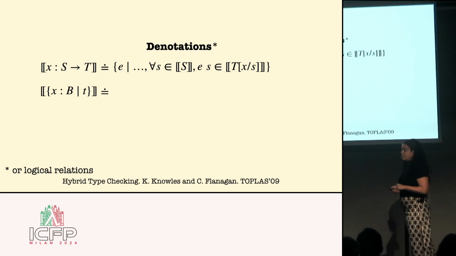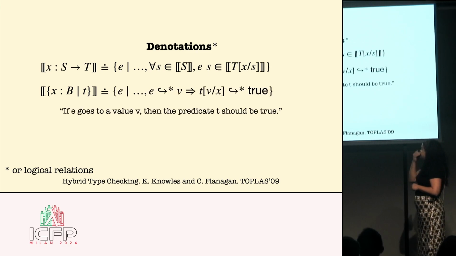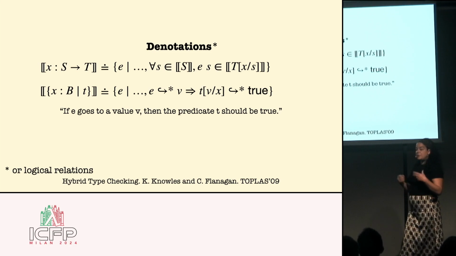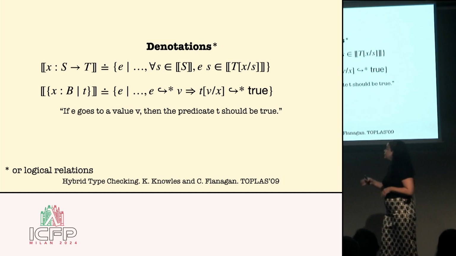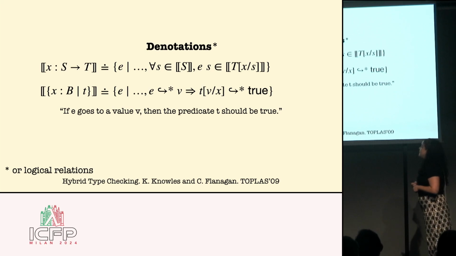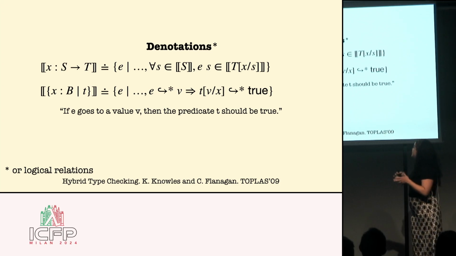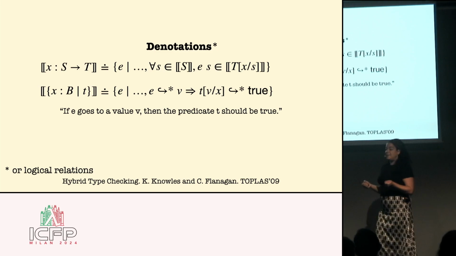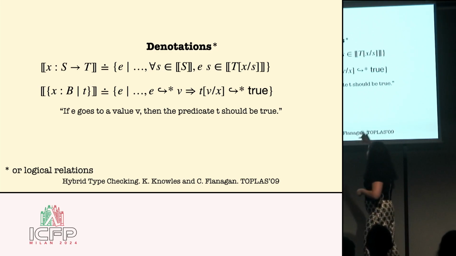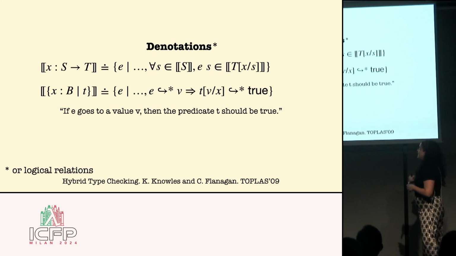So what I think is very cool is the denotations of the base types, right? They say that it contains all the expressions E that, if you check them by lambda calculus, have type B, but then also if E runtime evaluates to a value V, then this value should satisfy the predicate T. And this satisfy says T, if you substitute X with a value V, should actually evaluate at runtime to true. So this is very important for many reasons.